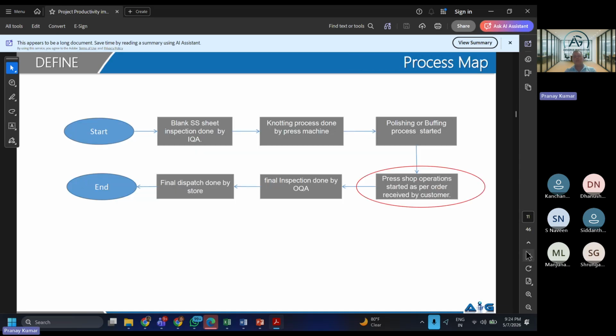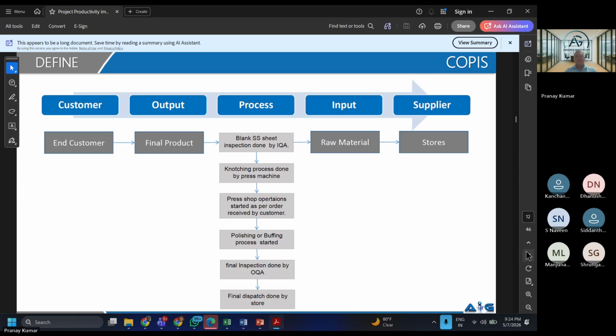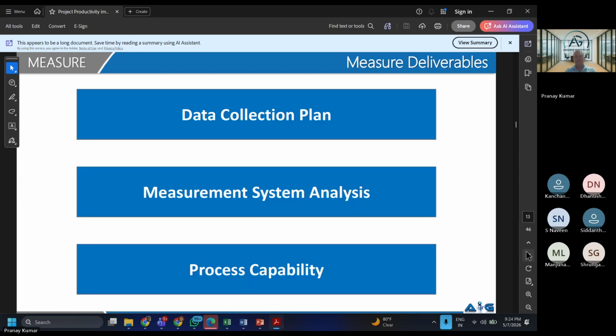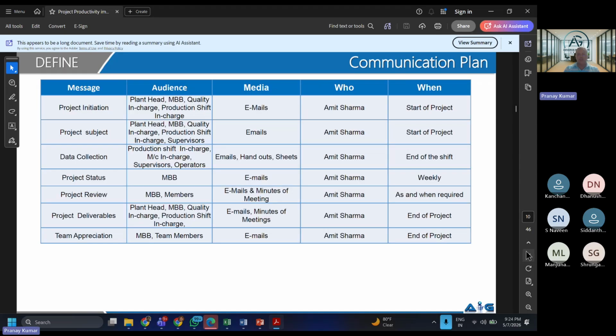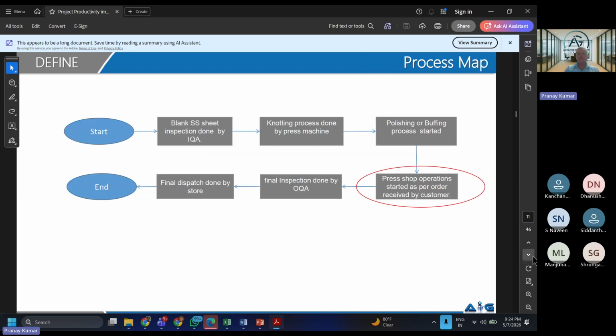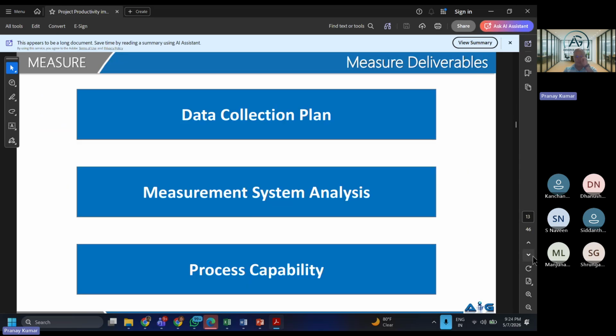Then you are doing a process map and a SIPOC. Then a data collection plan. A lot of improvement I see should be made in this data collection plan. We can pick up the same data and we can do the same project, keeping this project in baseline. I think it will be a good exercise. Right, everyone?